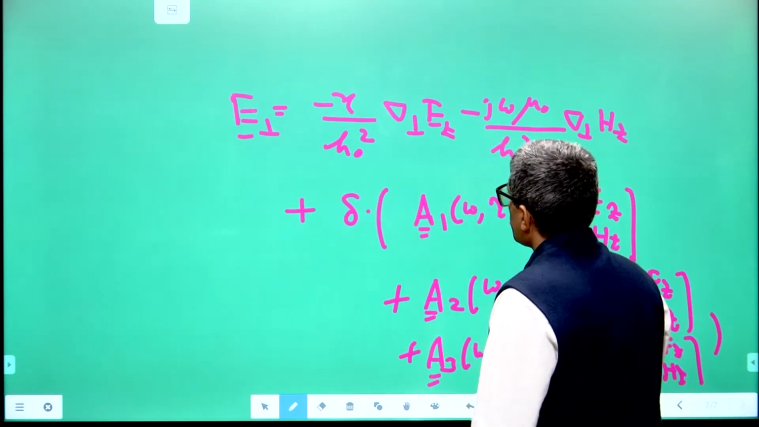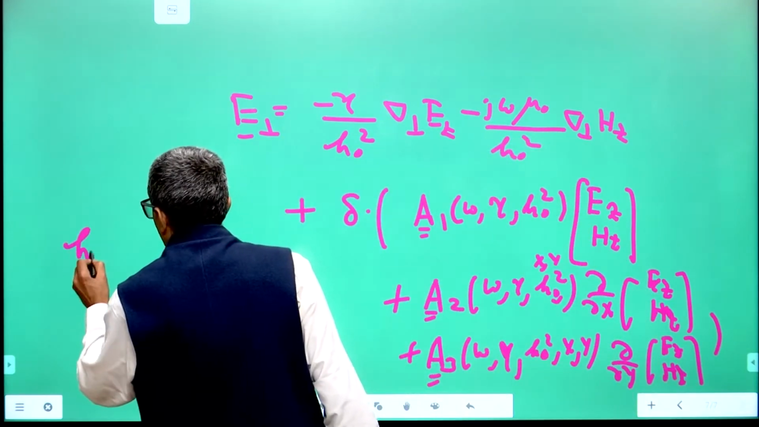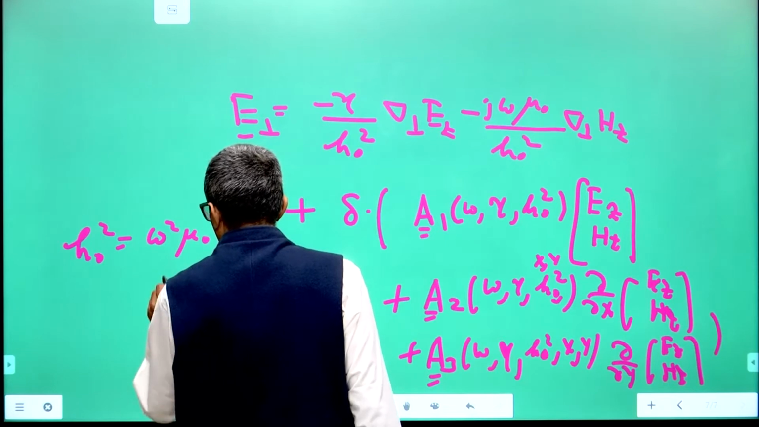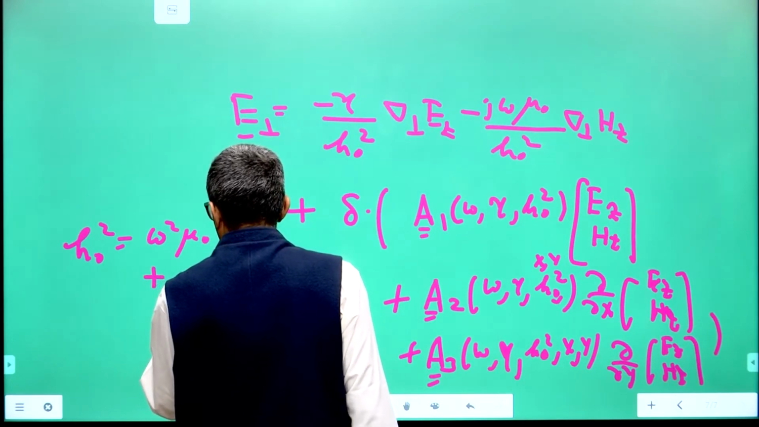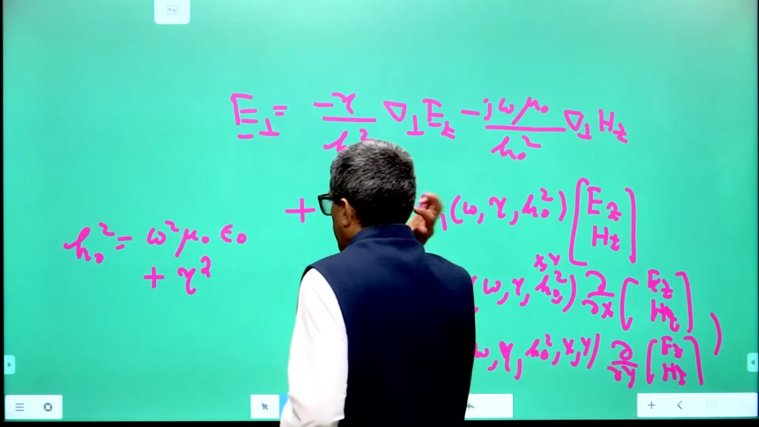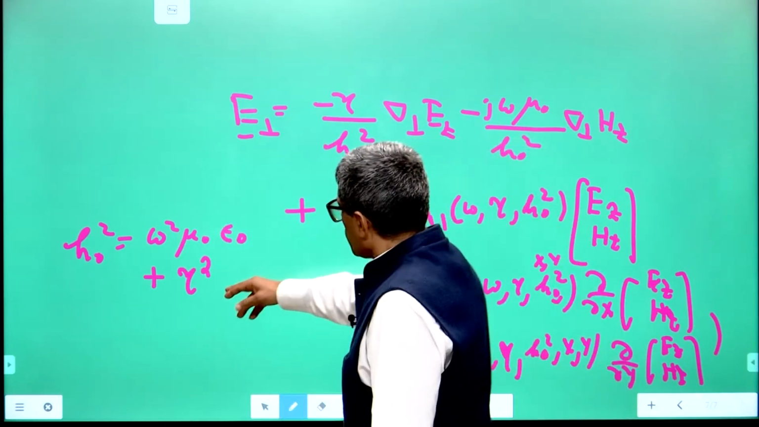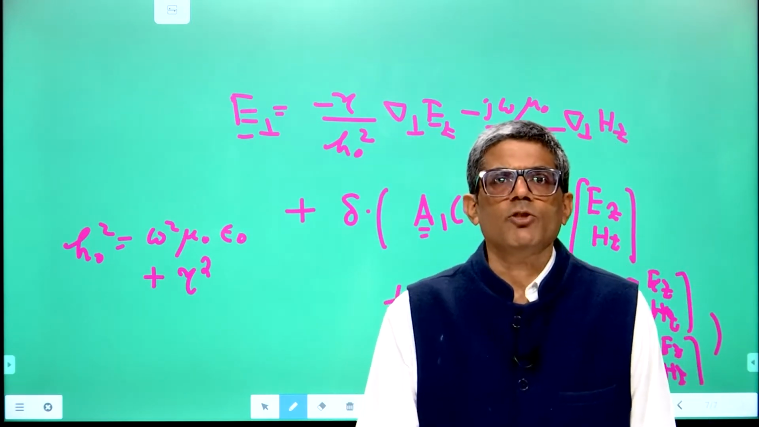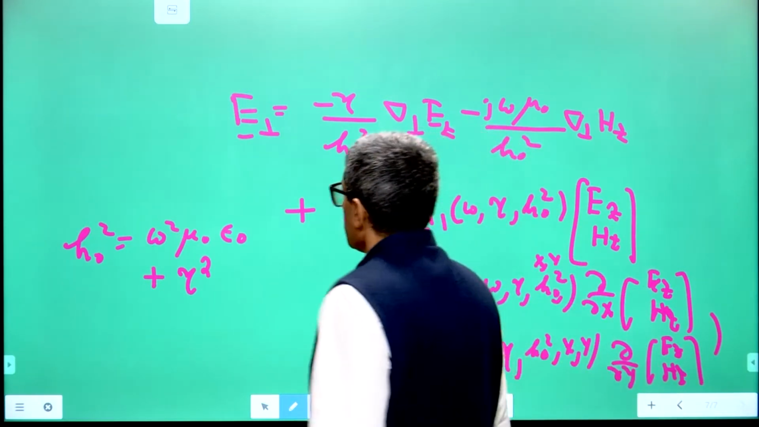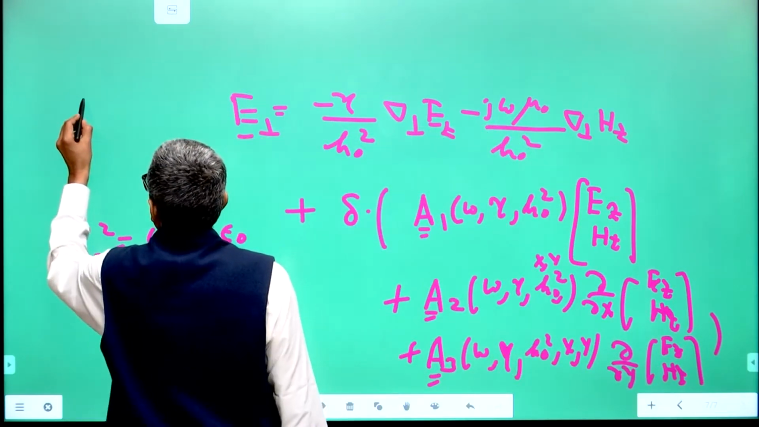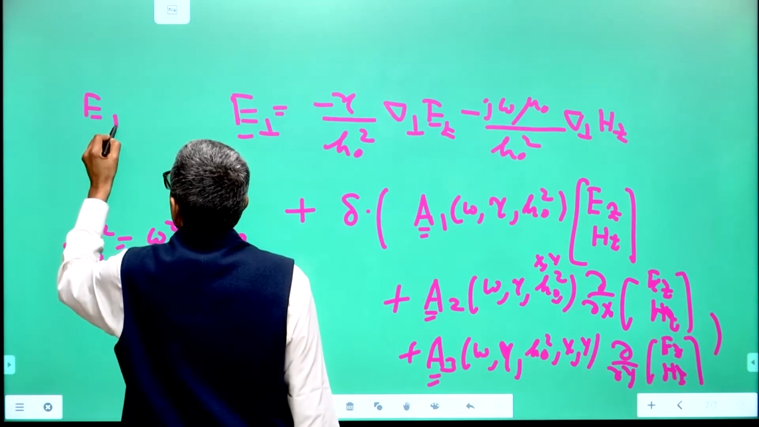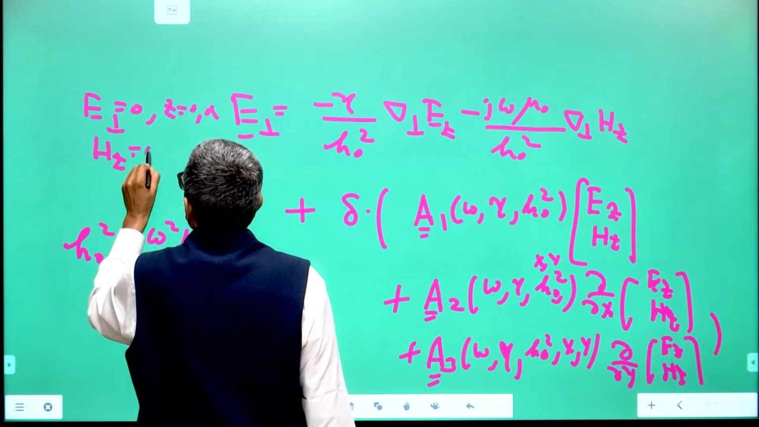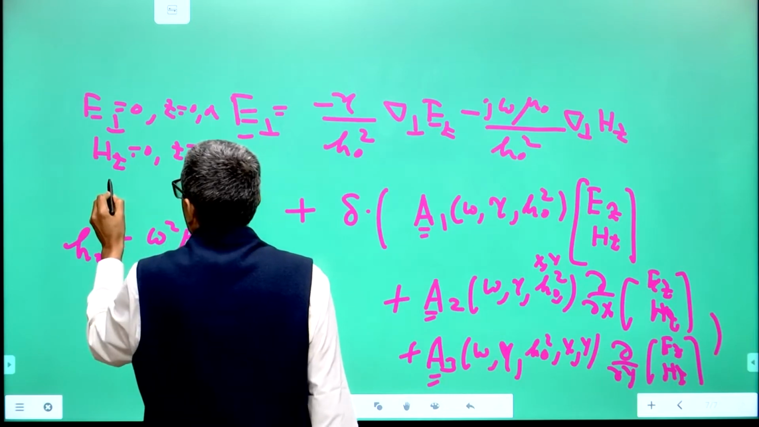Likewise, you will get an expression for h perpendicular. Here your h naught square is nothing but omega square mu naught epsilon naught plus gamma square. And of course, in the end you have to assume that the tangential components of the electric field vanish on the top surface, on the side surface, on the bottom surface, on all surfaces. So you get the condition that E perpendicular equals 0 when z is 0 and d, you have Hz equal to 0 when z is 0 and d.